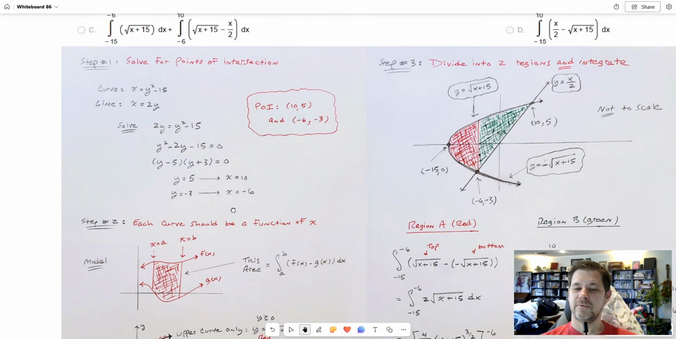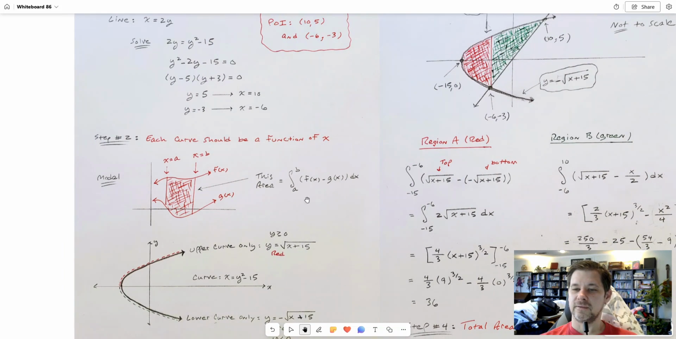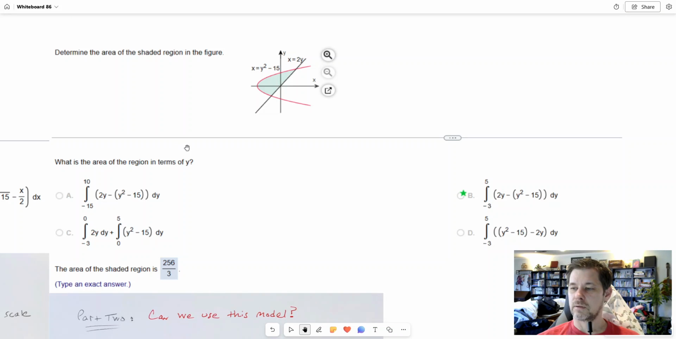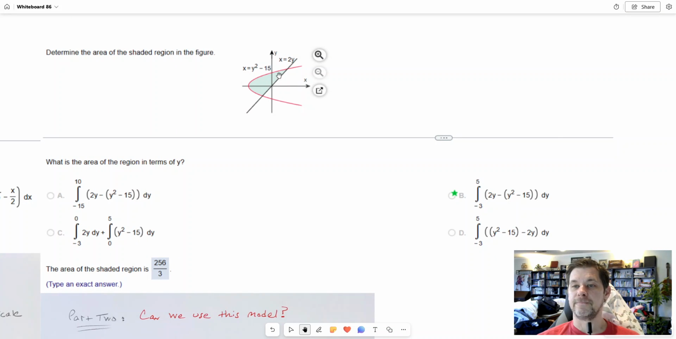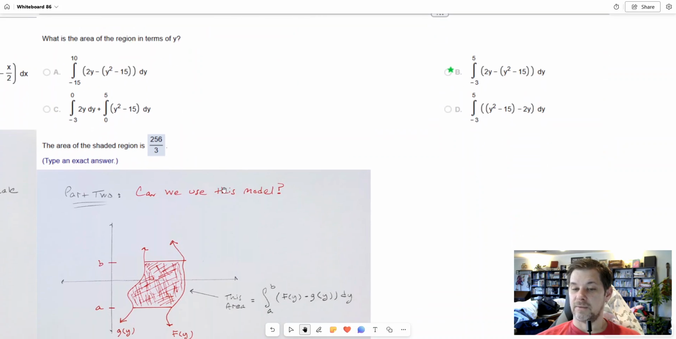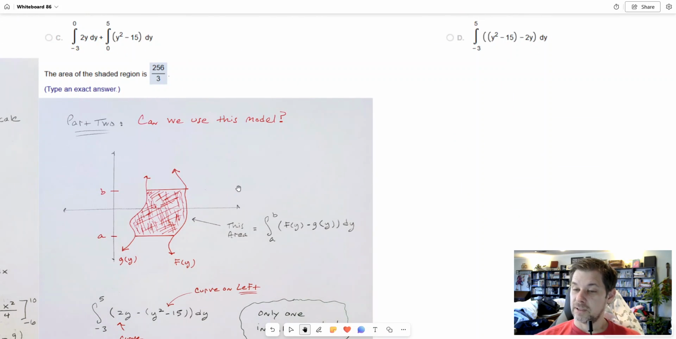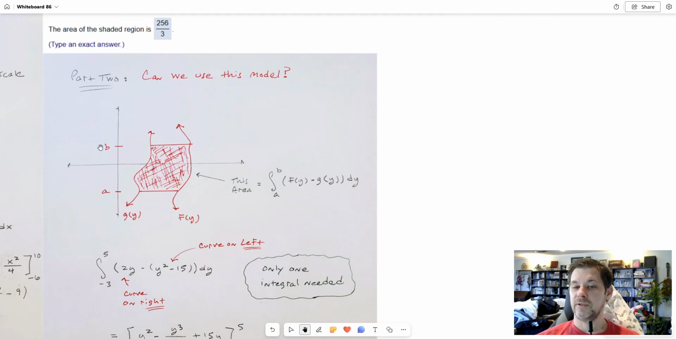Okay, it's important to know that the model looks like this, and even if the model doesn't apply altogether, then I can divide it into parts and it will. All right, so let's look at the next part. So next part turns the question around and it says, what's the area of the region in terms of y? So the model is different this time, and I guess you could restate the question like this. It's asking us, can we use this model?